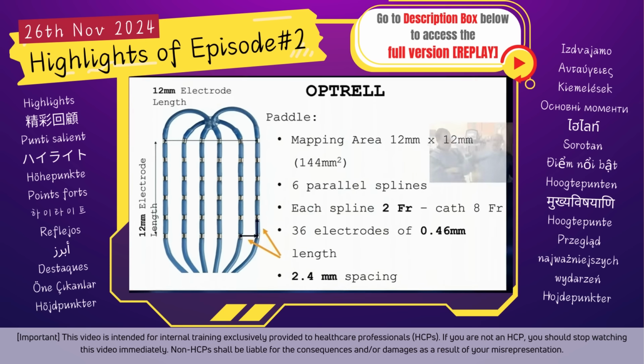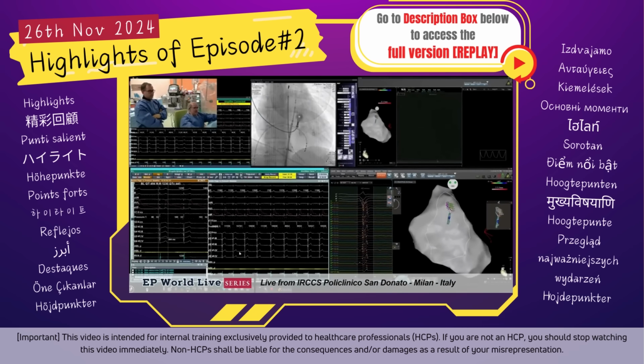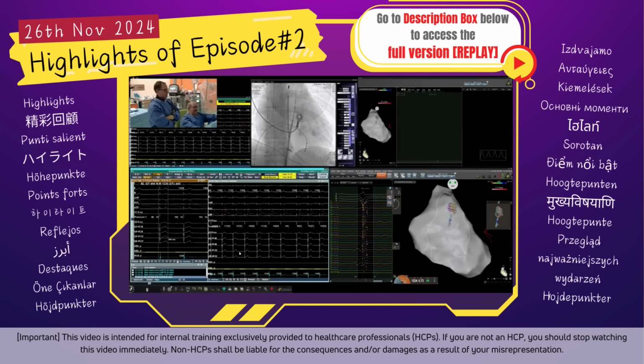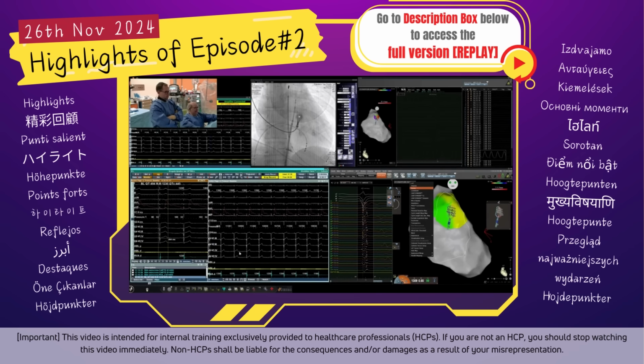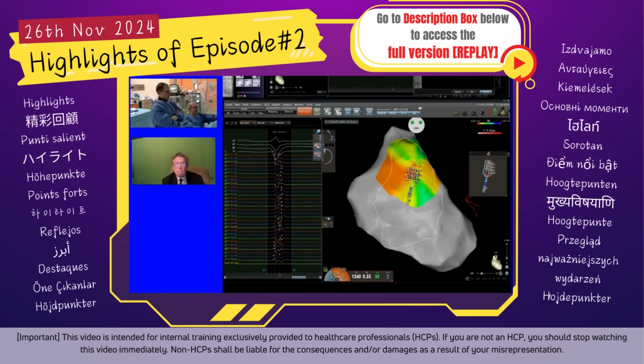mapping area is 144 square millimeters. Extremely important is to have a very stable detection of the signal. So it is important to move the catheter extremely slowly, because just the position of the catheter in the pericardial fluid can give a very important signal.